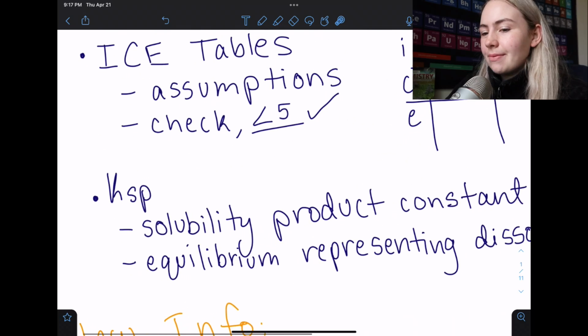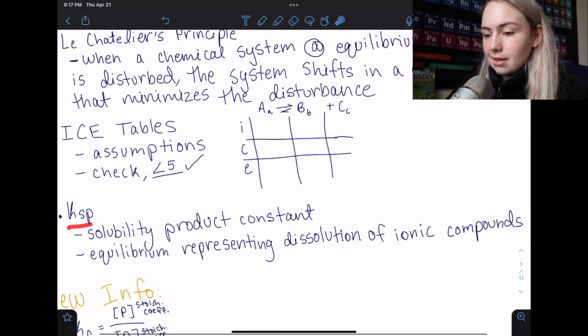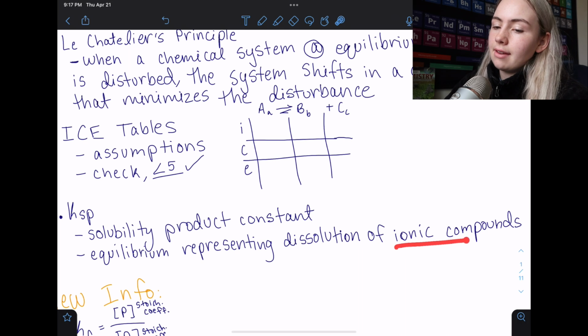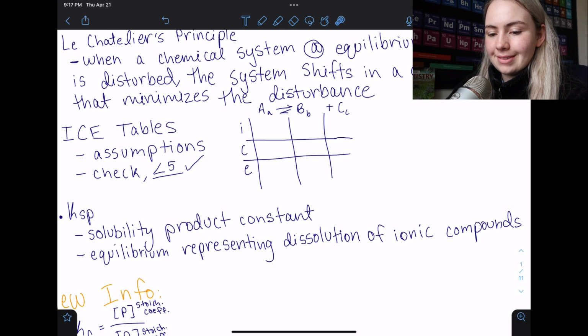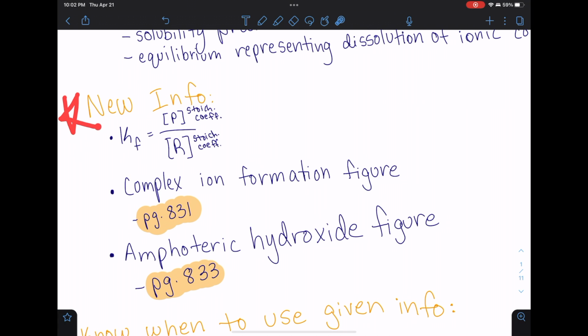Lastly, remember that Ksp is the solubility product constant and that it represents the dissolution of ionic compounds. Perfect. Important new info to learn for this section is that the Kf is the formation constant, and it equals, similar to K, the concentration of products raised to their stoichiometric coefficients over the concentration of reactants raised to their stoichiometric coefficients.